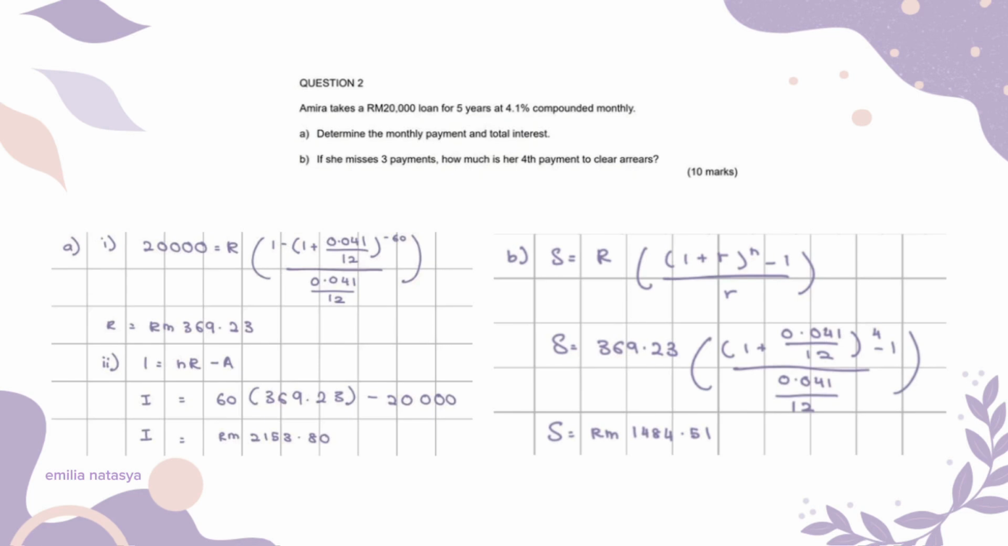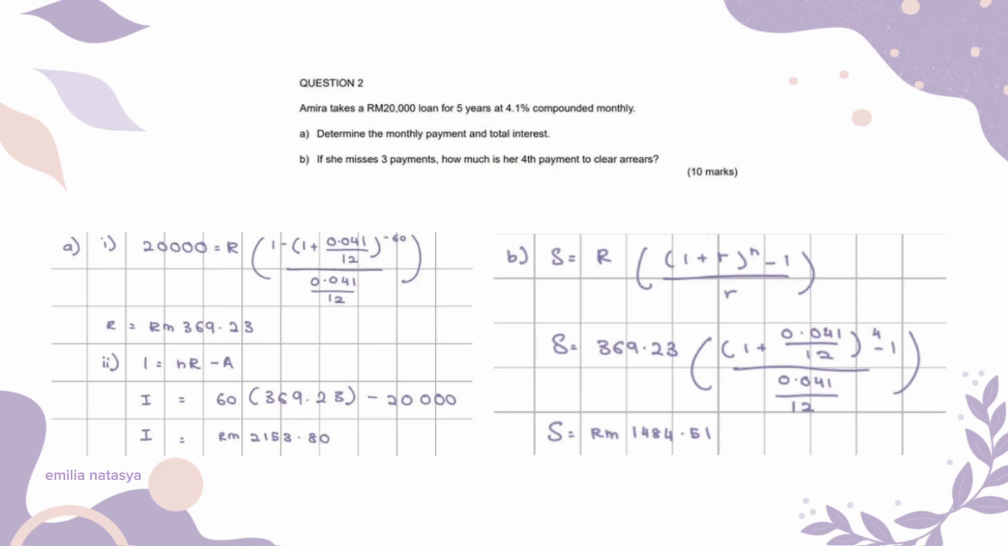So let's go to B. If Amira misses 3 monthly payments, we calculate how much she needs to pay in the 4th month to fully clear the arrears, including interest. We use the future value of an ordinary annuity formula, which is arrears amount equals monthly payment multiplied by open bracket 1 plus interest rate close bracket raised to the power of number of months minus 1 divided by interest rate close bracket, where R is the monthly payment, which is 369 ringgit and 23 cents, i is the monthly interest rate of 0.003417, and n is 4 because we are compounding the 3 missed payments until the 4th month.